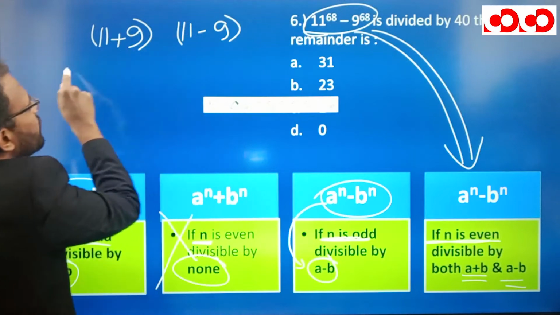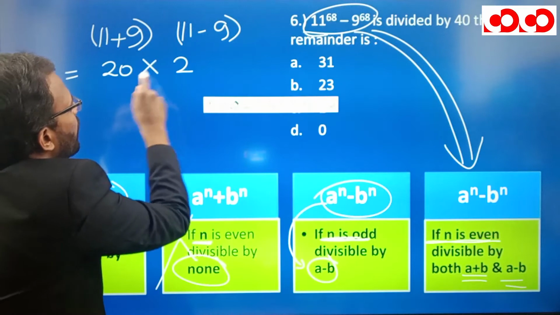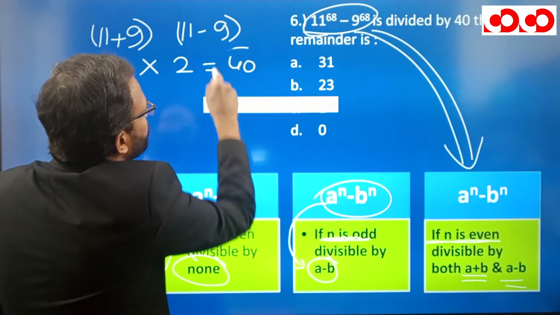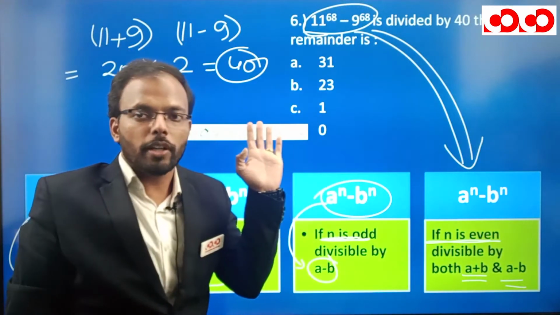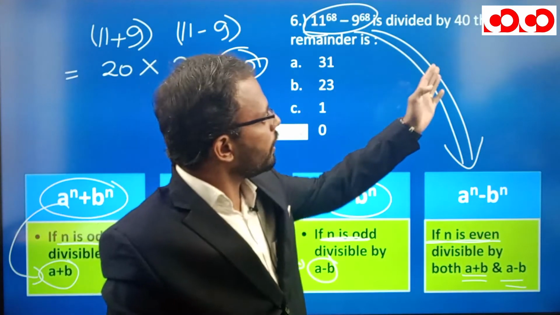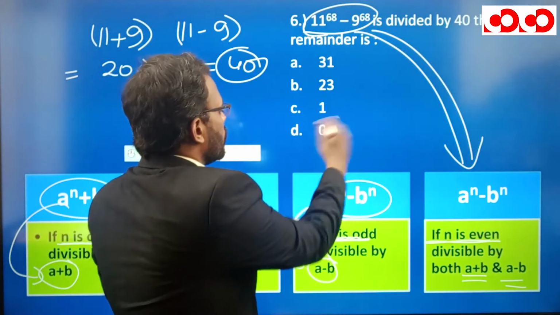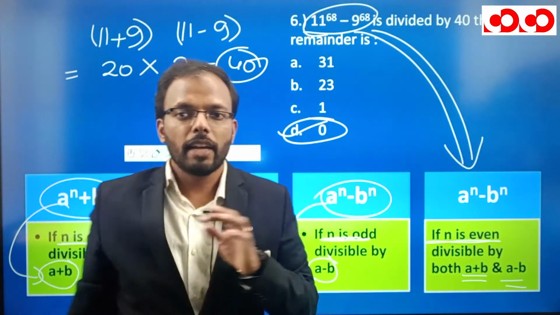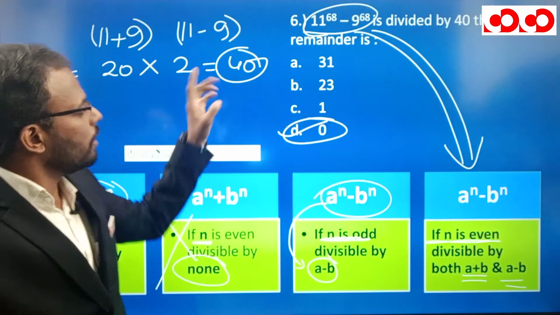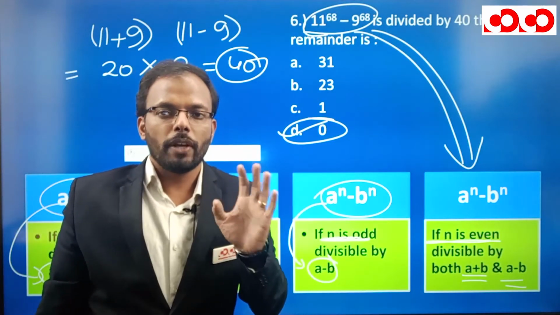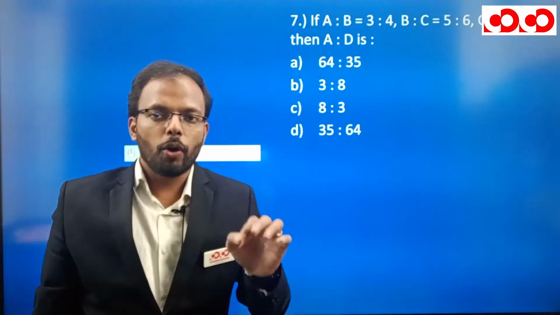So what is 11 plus 9? You will say it is 20. And what is 11 minus 9? It is 2. If I multiply both, it is divisible by 40. So this particular number is divisible by 40. If I divide it by 40, will there be any remainder? Of course, there will be no remainder. So the answer is D option. There will be no remainder because this number is divisible both by 20 and 2, and the remainder is going to be 0 when you divide it by 40, because 40 is 20 multiplied by 2. I hope it is clear.